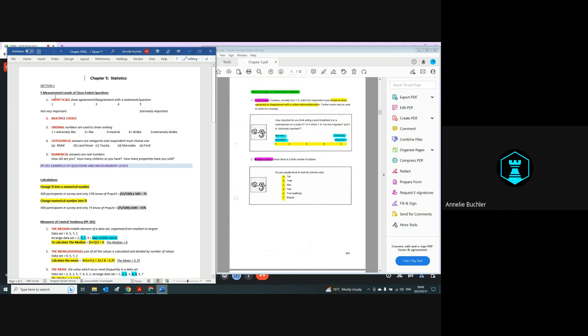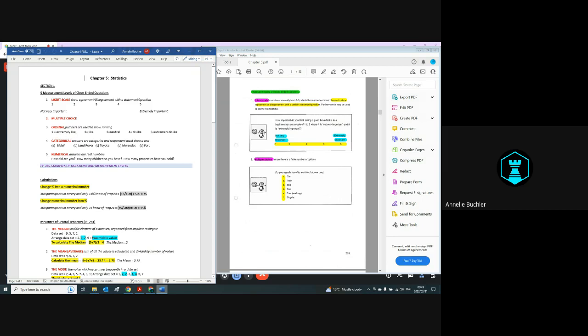So section 1, we have 5 measurement levels of close-ended questions, and you have the Likert scale. It shows agreement or disagreement with a statement or a question, where 1 is not very important, 5 is extremely important. You have multiple choice questions. You all know what that is.